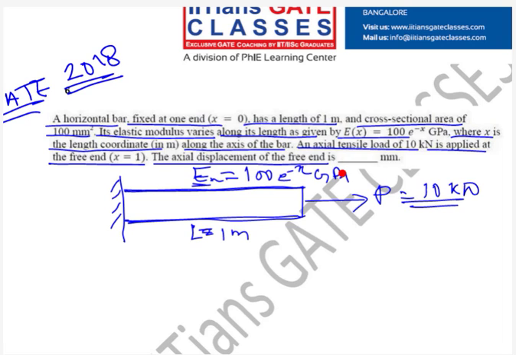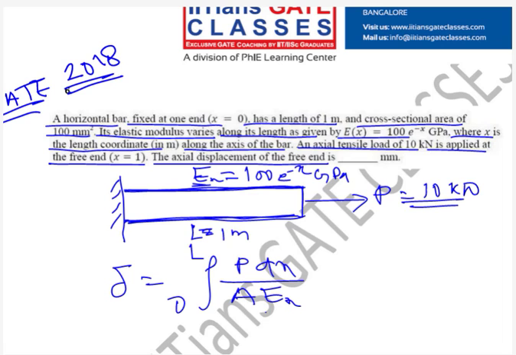Now whenever anything is varying, either load, material property or cross section, my delta will be in what? It will be in integral form. So it is integral from 0 to L of P dx upon A E(x). Now one thing here, guys, tell me, will you integrate this in mm or meter? Which will you prefer?